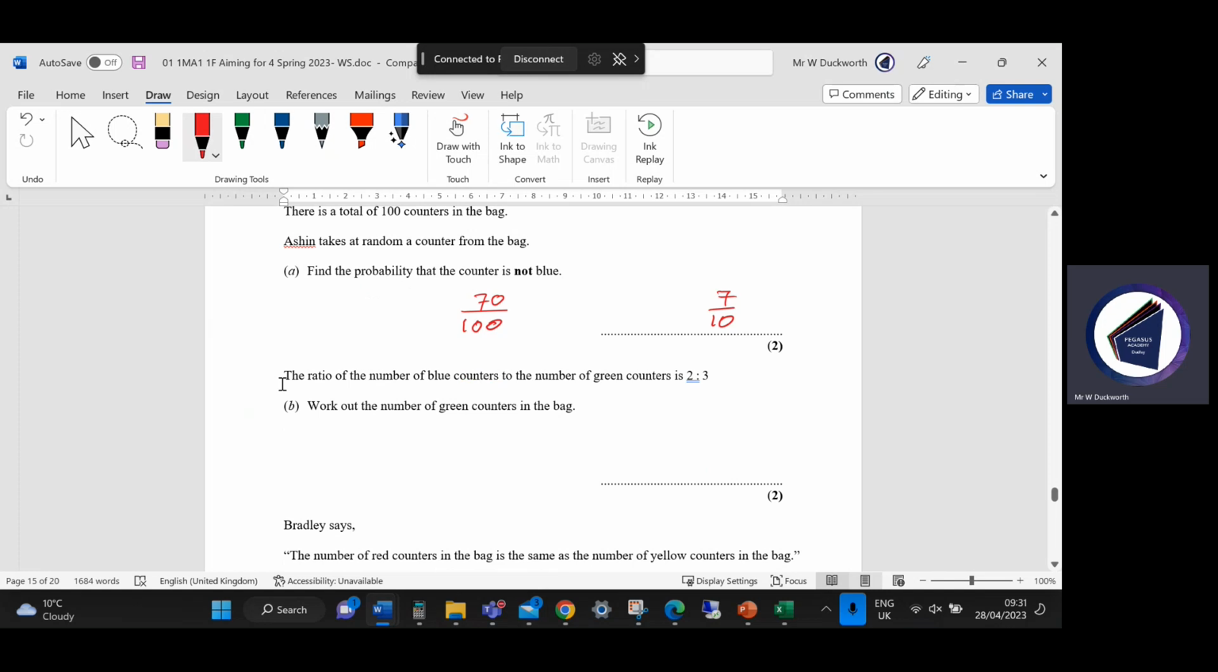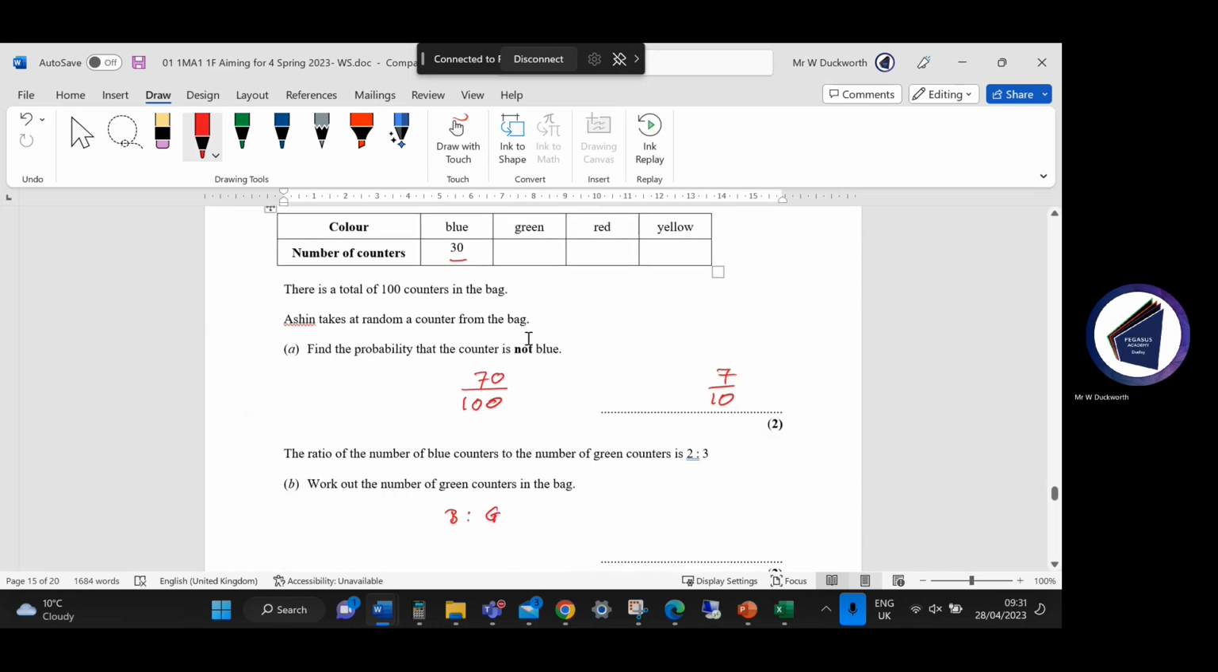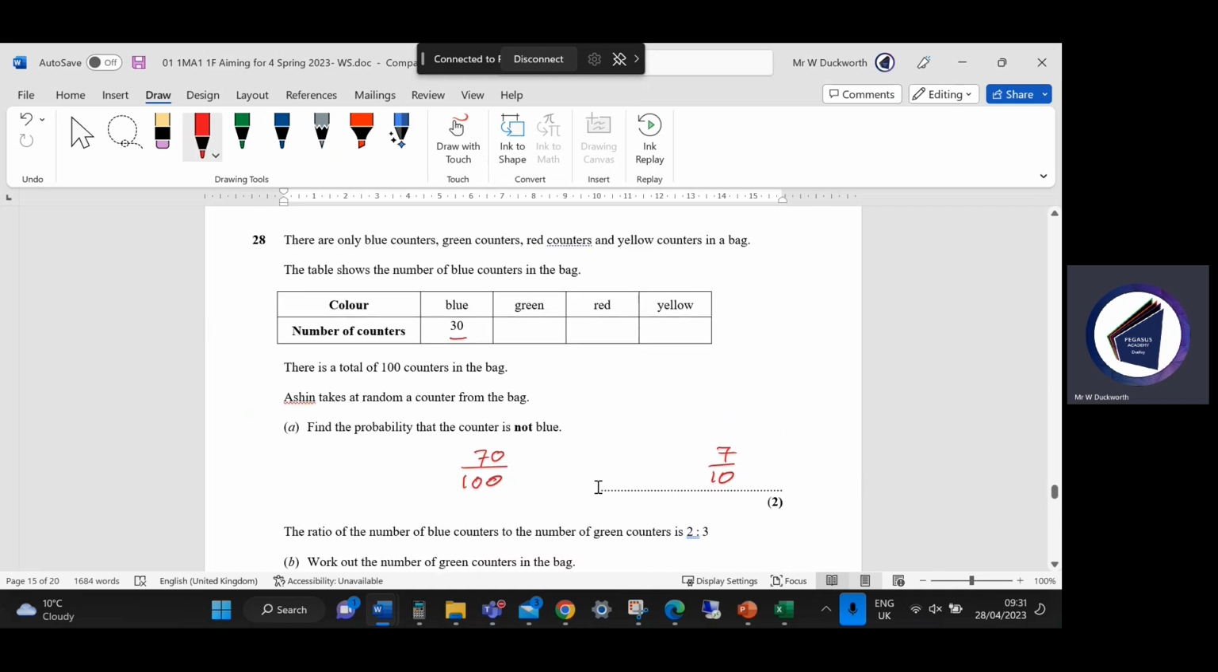Part B, the ratio of the number of blue counters to the number of green counters is 2 to 3. Work out the number of green counters in the bag. So we've got blue counters to green counters. Let me just look at the table again for a second. Right, slightly struggling. The ratio of the number of blue counters to the number of green counters is 2 to 3. Work out the number of green counters in the bag. I don't think we've been given enough information because we don't know how many yellow counters there are in the bag.